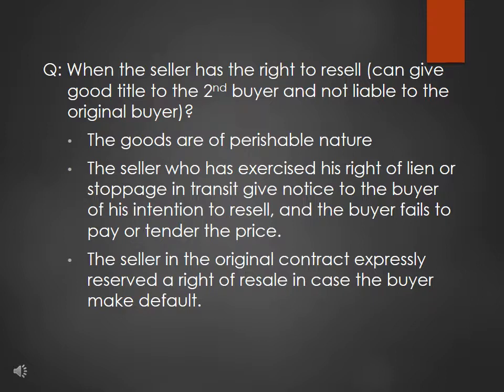When does the seller have the right to resell? Meaning, when can the seller give good title to the second buyer and not be liable to the original buyer? This is when the goods are of a perishable nature. And secondly, when the seller who has exercised his right of lien or stoppage in transit gives notice to the buyer of his intention to resell and the buyer fails to pay or tender the price, or when the seller in the original contract expressly reserves a right of resale in case the buyer makes default.